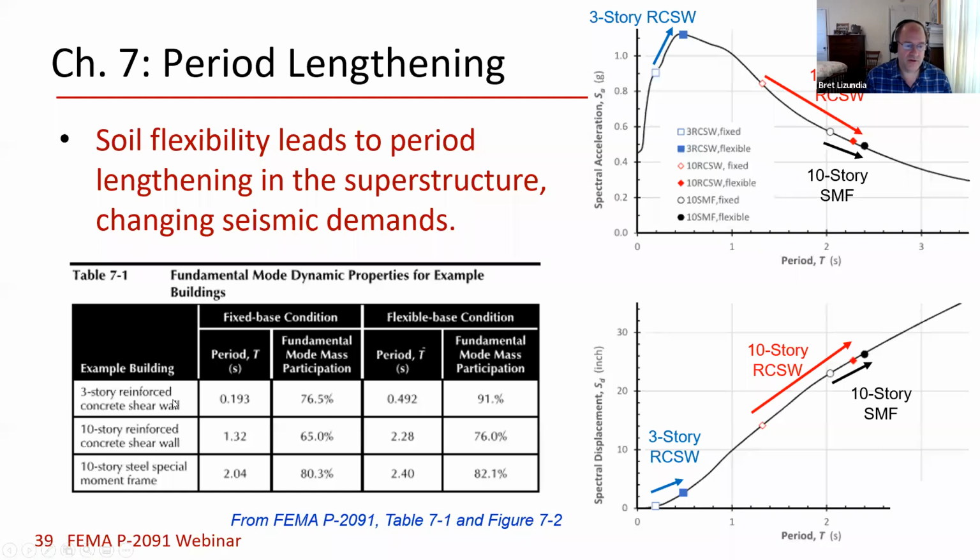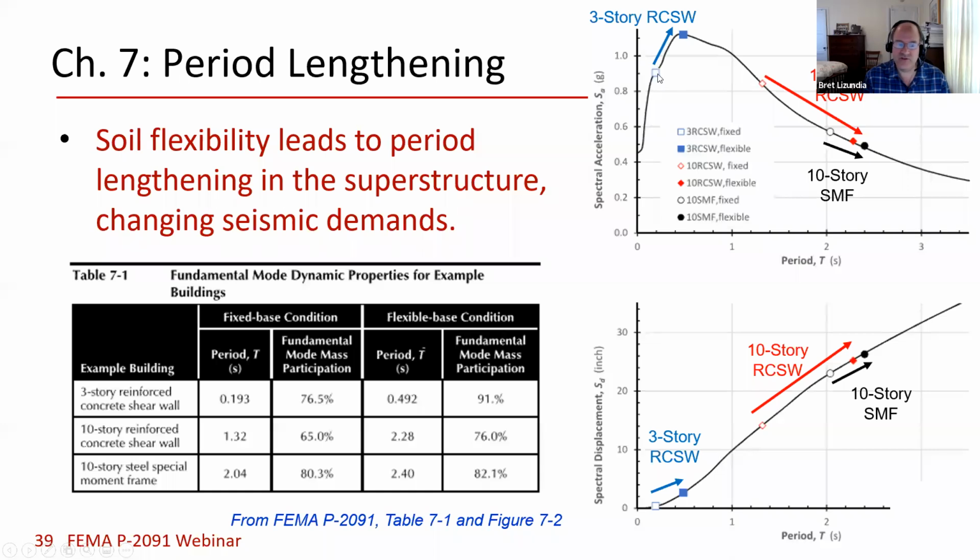So here are 3 different example buildings: a 3-story concrete building, a 10-story concrete shear wall building, and a 10-story more flexible moment frame building. So you can see the periods here: 0.2 seconds in our short shear wall building, our taller one 1.3 seconds, and our moment frame of the same height is more flexible, 2 seconds. Okay, now what if we put them on a flexible base? The spectral displacement as you lengthen the period is always going to go up, but not necessarily the same thing on the forces.